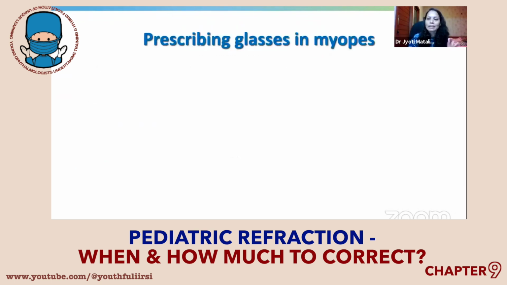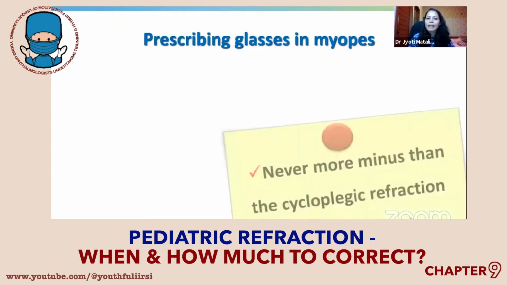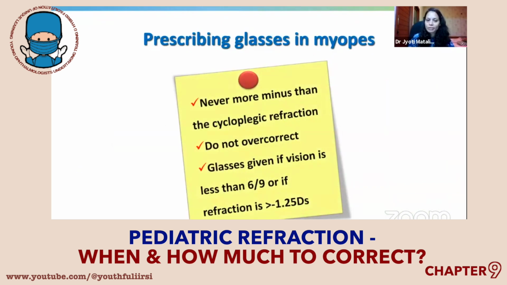So what do you do when you give glasses in myopes? Never more minus than your cycloplegic refraction is the first point. So do not overcorrect. Glasses are given if vision is less than 6/9 or if refraction is more than -1. So anytime like this, you will have to give glasses. And if in doubt, you can call them back after 4 months, see them and give. So in children, sometimes you're not very comfortable. You don't have to rush and give. Give them time. Let them come back, and then you can give glasses. So always take time. There is no sense of hurry.